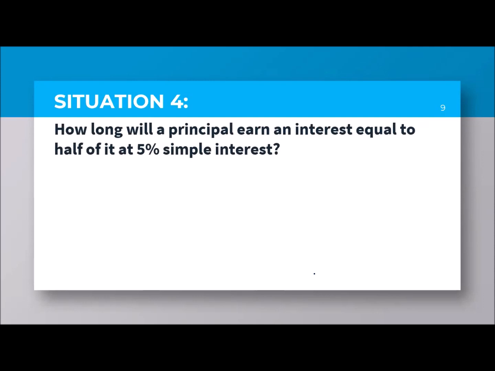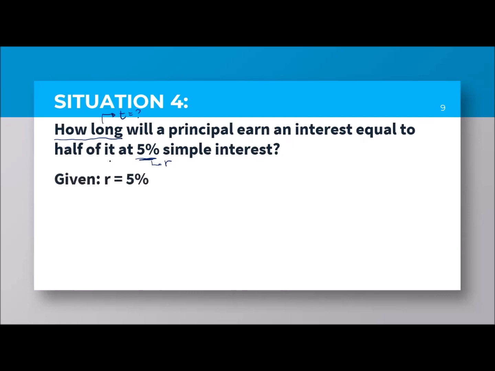Let's have the situation number 4. It's quite tricky. How long will a principal earn an interest equal to half of it at 5% simple interest? So, what are we going to do with that? Pag sinabi nating how long, gaano katagal? So, automatic ang nawawala natin is yung time, the element of time. So, we need to look for T. Ngayon, ang 5% automatic, yan ang ating rate. Asan pa yung ibang given? So, basahin nating maigi. Principal earn an interest equal to half of it.